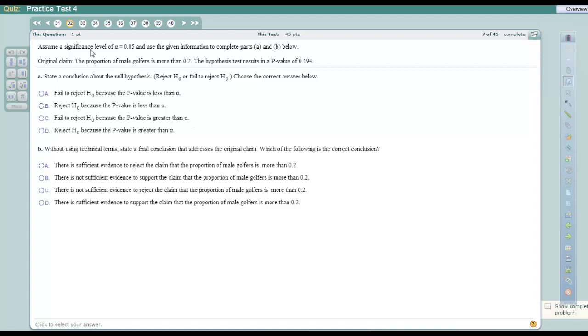All right. Assume a significance level of alpha equals 0.05 and use the given information to complete parts A and B. The original claim is the proportion of male golfers is more than 0.2. The hypothesis test results in a p-value of 0.194. So they already gave us the p-value. State a conclusion about the null hypothesis. What would we say about the null hypothesis?